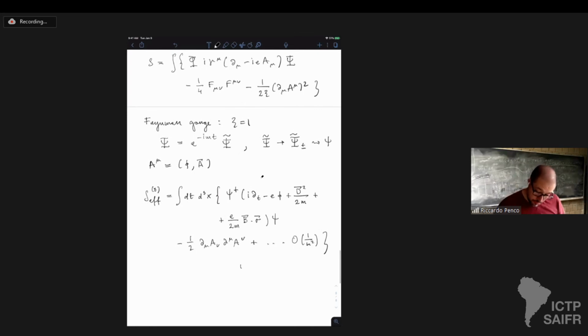So the capital D that I introduced here, which has three components, is nothing but the spatial gradient combined with the vector potential.